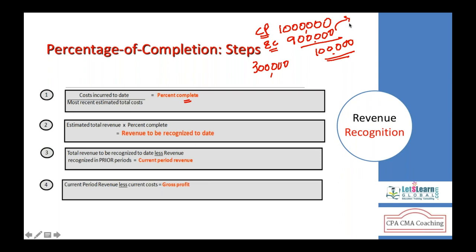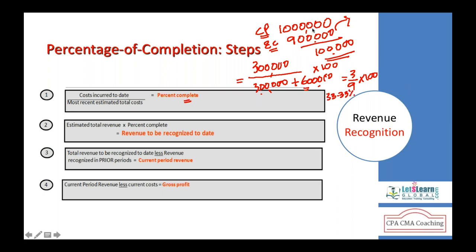So from this 900,000, so far we incurred 300,000, plus cost to be incurred 600,000. So remember this: cost incurred to date divided by cost incurred plus cost to be incurred, multiplied by 100, will give you the percentage completion. So it is nothing but 300,000 divided by 900,000 times 100, which will give you 33.33%.